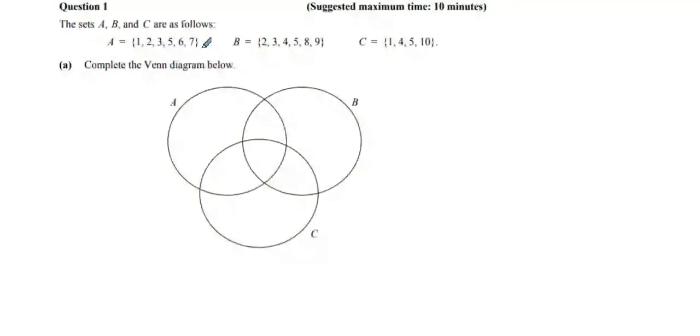Sets A, B, and C are as follows. We have 1, 2, 3, 5, 6, 7, and then we have 2, 3, 4, 5. So what do they all have in common? Well, they all have 5 in common. So we always start in the middle with 5.